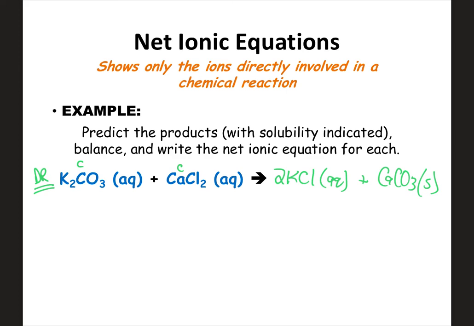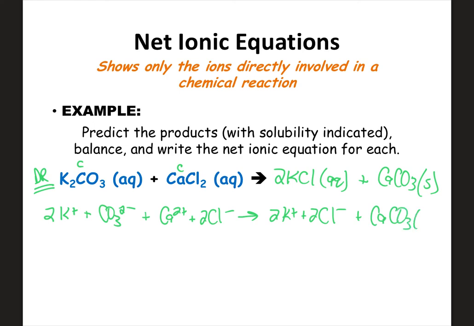So anybody who's aqueous would dissociate in water. These are ionic compounds, so they have to rip apart into their ions. So I see that the K2CO3 is aqueous, rips apart. It's going to be 2K plus, CO3 2 minus here. Aqueous for the CaCl2, so you're going to have Ca2 plus, 2Cl minus. KCl is aqueous, so we got 2K plus, 2Cl minus here. Remember, anybody who's aqueous rips apart into their plus and minus ions. Pay attention to the amounts. But the CaCO3 is solid, so it's going to stay as a solid. It's not going to rip apart.